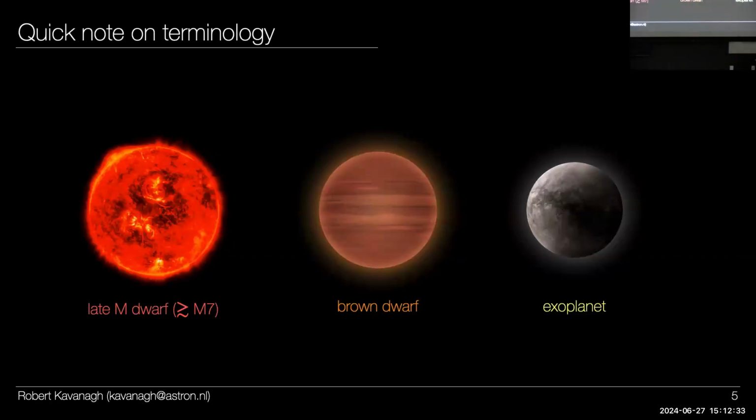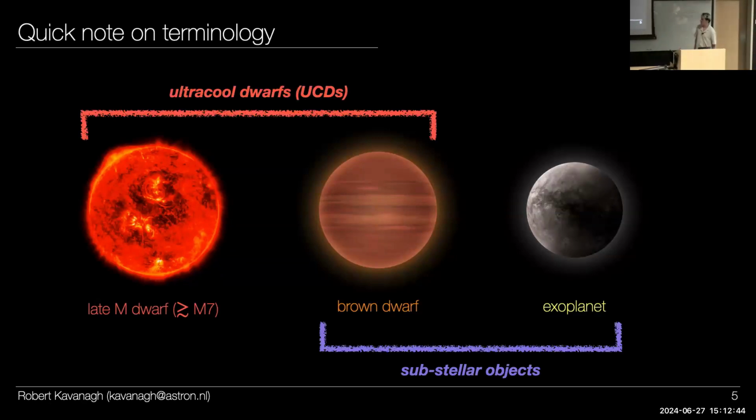As I've been working on this, I've come to realize that the terminology for these objects can be a bit muddied sometimes. So just to make a quick clarification going forward: we have late M dwarfs and brown dwarfs, and at some point we lose the ability to burn hydrogen in these objects, and these are normally called ultra-cool dwarfs. But substellar objects are brown dwarfs and exoplanets. So just bear that in mind. I'm going to talk about brown dwarfs, but people refer to them as either one or the other.